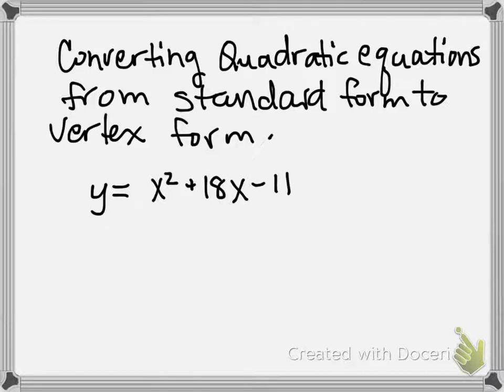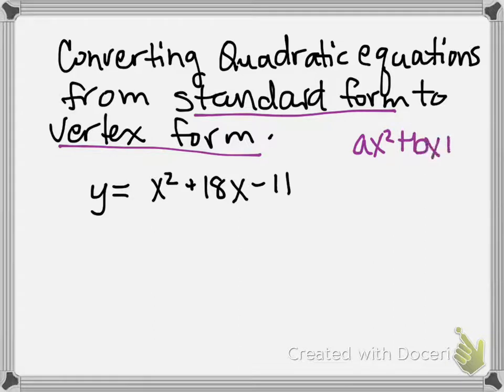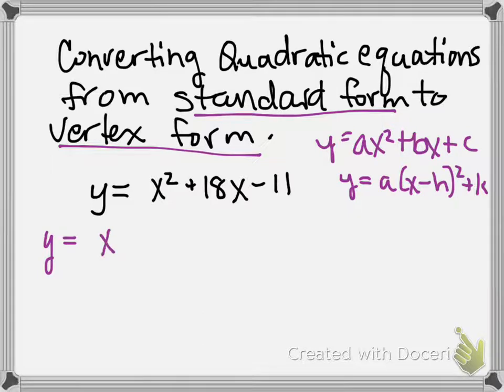Okay, so converting quadratic equations from standard form to vertex form. So standard form is when it looks like this, and vertex form is when it looks like this. So we can do that by completing the square. So here's what we do. We take the x terms and we group them together, leaving a space, and we scoot c over and ignore it for a little bit.